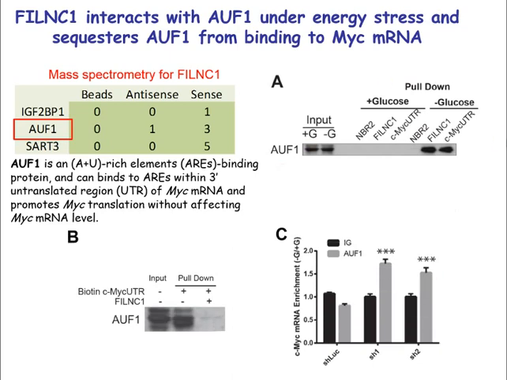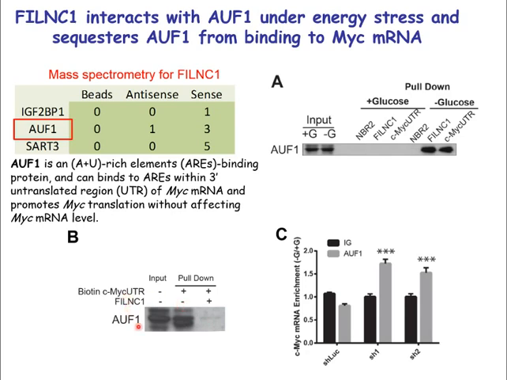Again, I skip some data here, but what we have found is that FLINK1 interacts with AF1 and can sequester AF1 away from binding to the c-MYC mRNA. One assay to show this: under in vitro conditions, if you add more FLINK1 into the lysate, it can compete with the c-MYC UTR for binding to AF1 protein. So you can see here that FLINK1 can actually decrease the binding between c-MYC mRNA and AF1 protein.